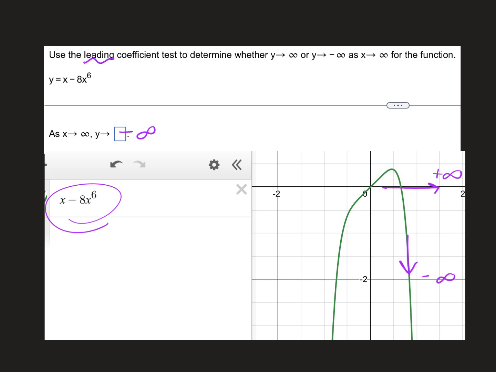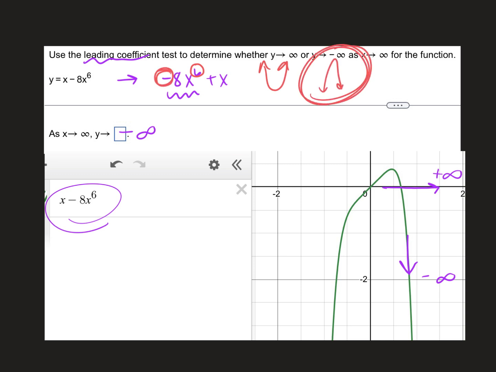If you want to actually use the leading coefficient test, I would rewrite this as negative 8x to the 6th plus x. The leading term is negative 8x to the 6th. Because the exponent is even, it's going to go either this way or this way. Because the coefficient is negative, it's going to go this way, which means, again, as x tends to positive infinity, I'm going down, so y is going to negative infinity.